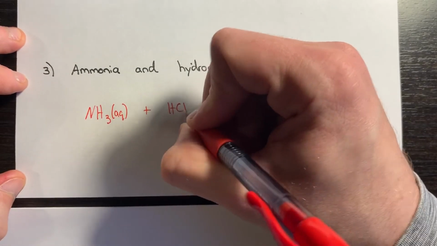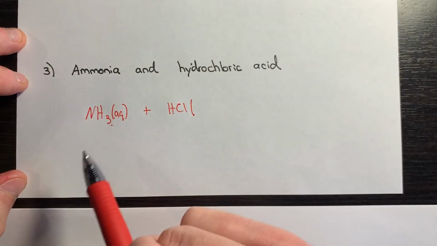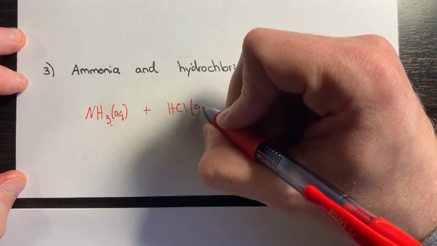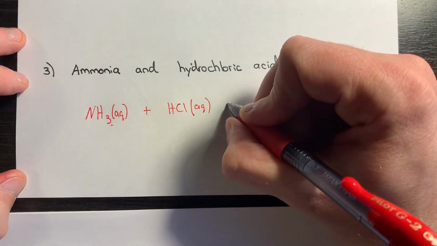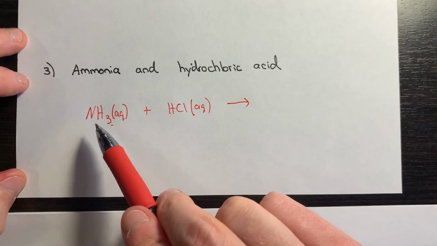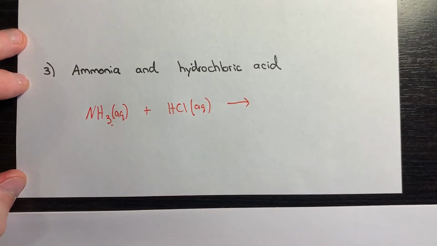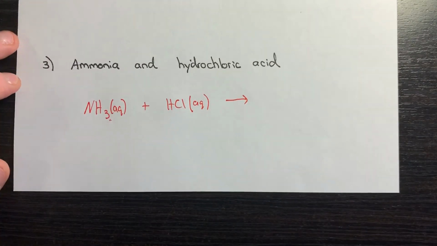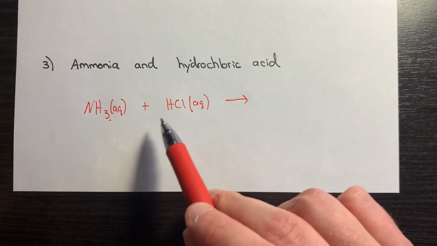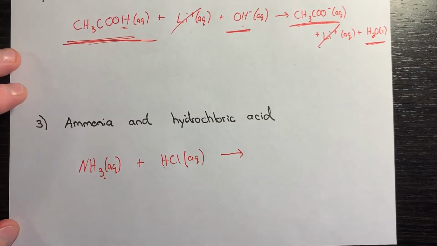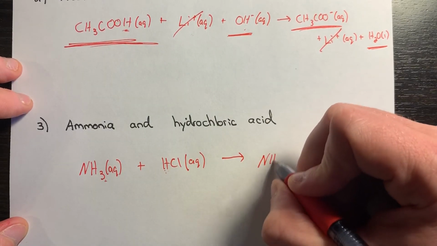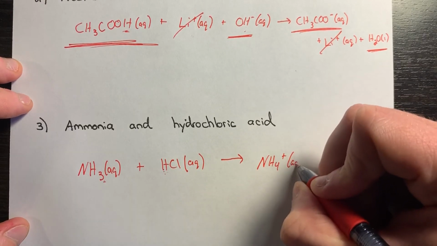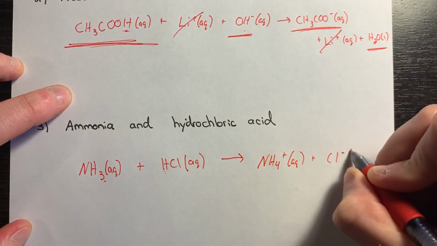If we go ahead and react this weak base with our strong acid in this case, in contrast to the last example with a weak acid and strong base, we kind of want to figure out what happens. Again, the lone pair on the nitrogen has the ability to get protonated by that free proton from the strong hydrochloric acid. So we're going to end up getting NH4 plus aqueous plus Cl minus aqueous.